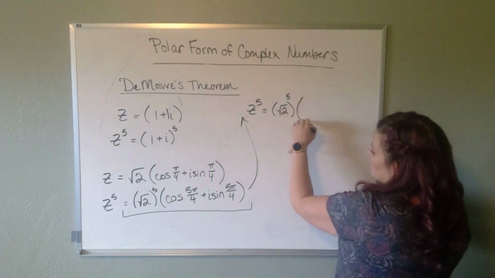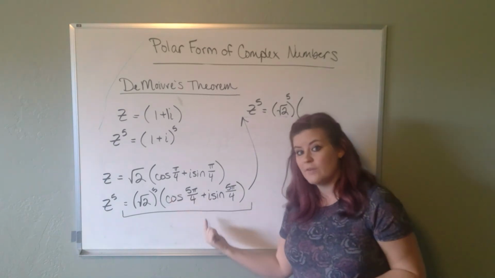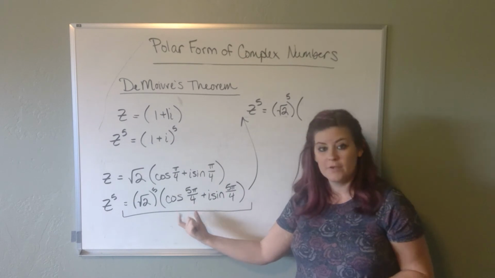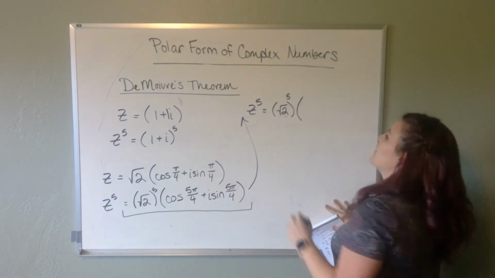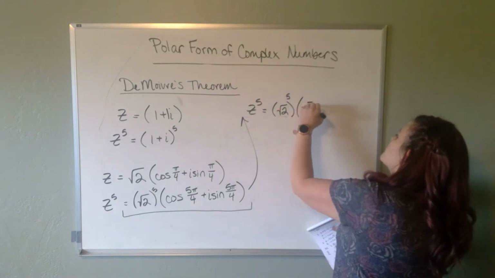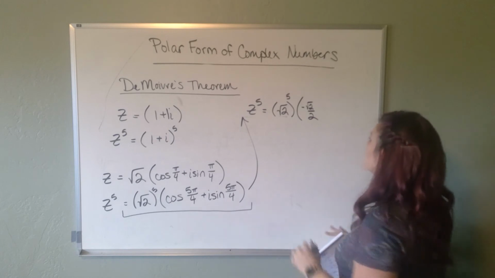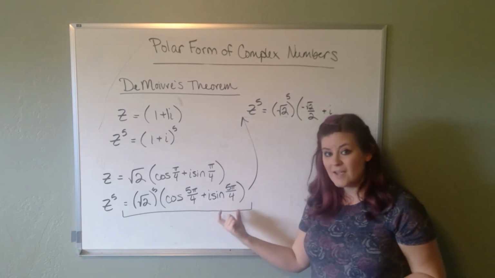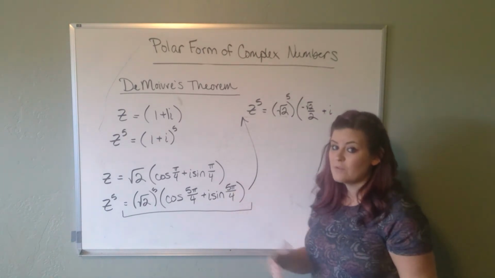And then inside here, instead of writing cosine 5 pi over 4, I'm going to find the cosine of 5 pi over 4 and write it in here, you guys. So here's what the cosine of 5 pi over 4 is. It's negative root 2 over 2. That's in the 3rd quadrant. It's a pi over 4. Plus i times the sine of 5 pi over 4. You guys, that is also negative root 2 over 2.